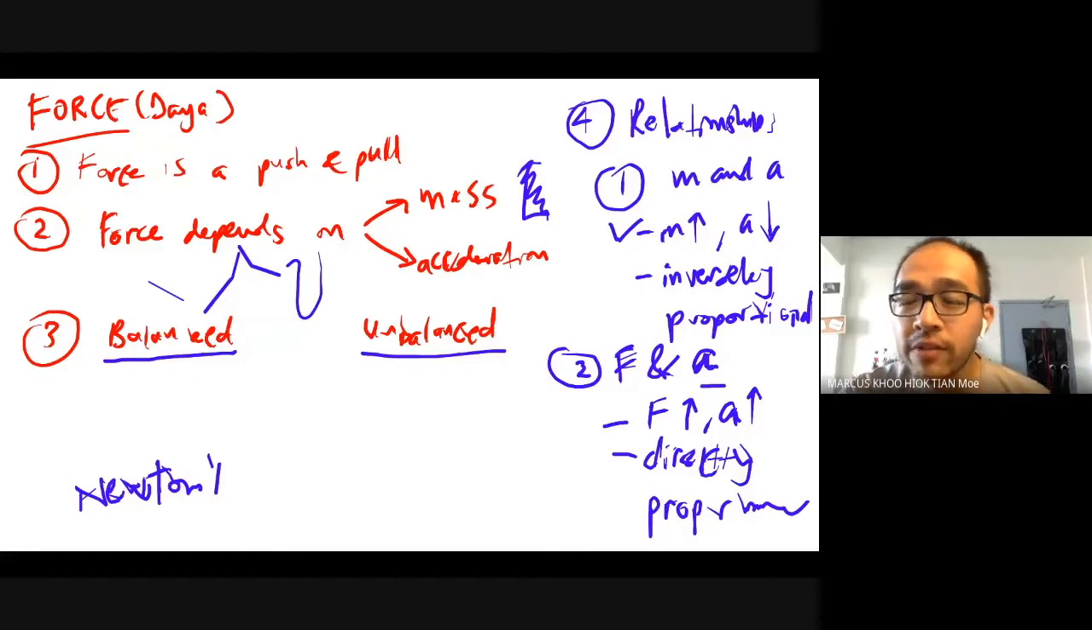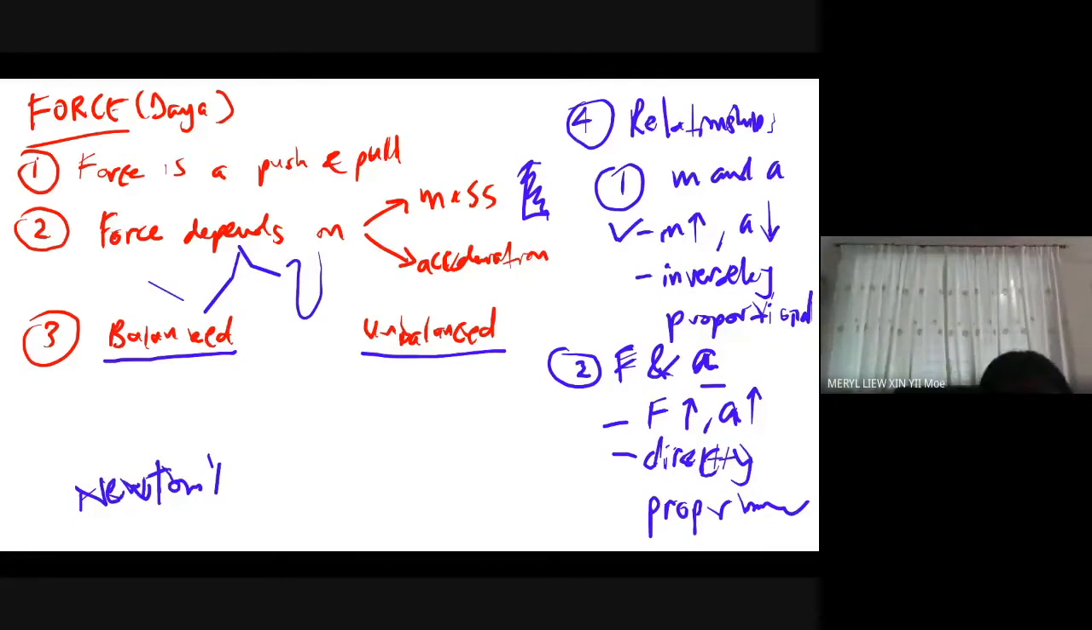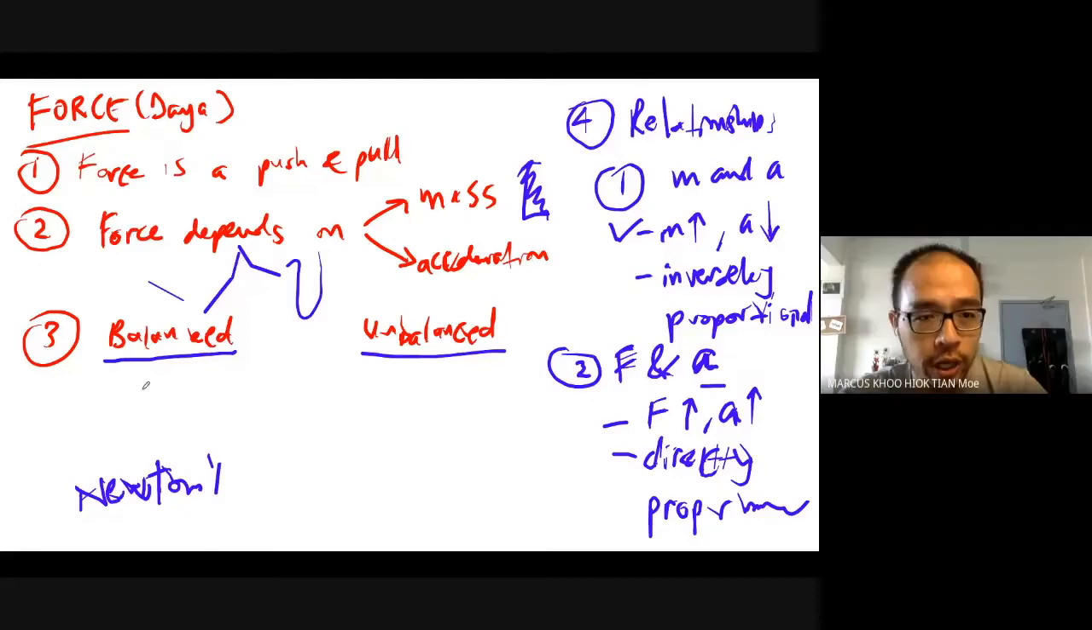When the forces are balanced, what's the biggest difference between balanced and unbalanced forces? This is a very important thing for us to know. Anybody? The acceleration is 0. Which one? Balanced. Very good. When the forces are balanced, there is no acceleration. Acceleration equals 0.